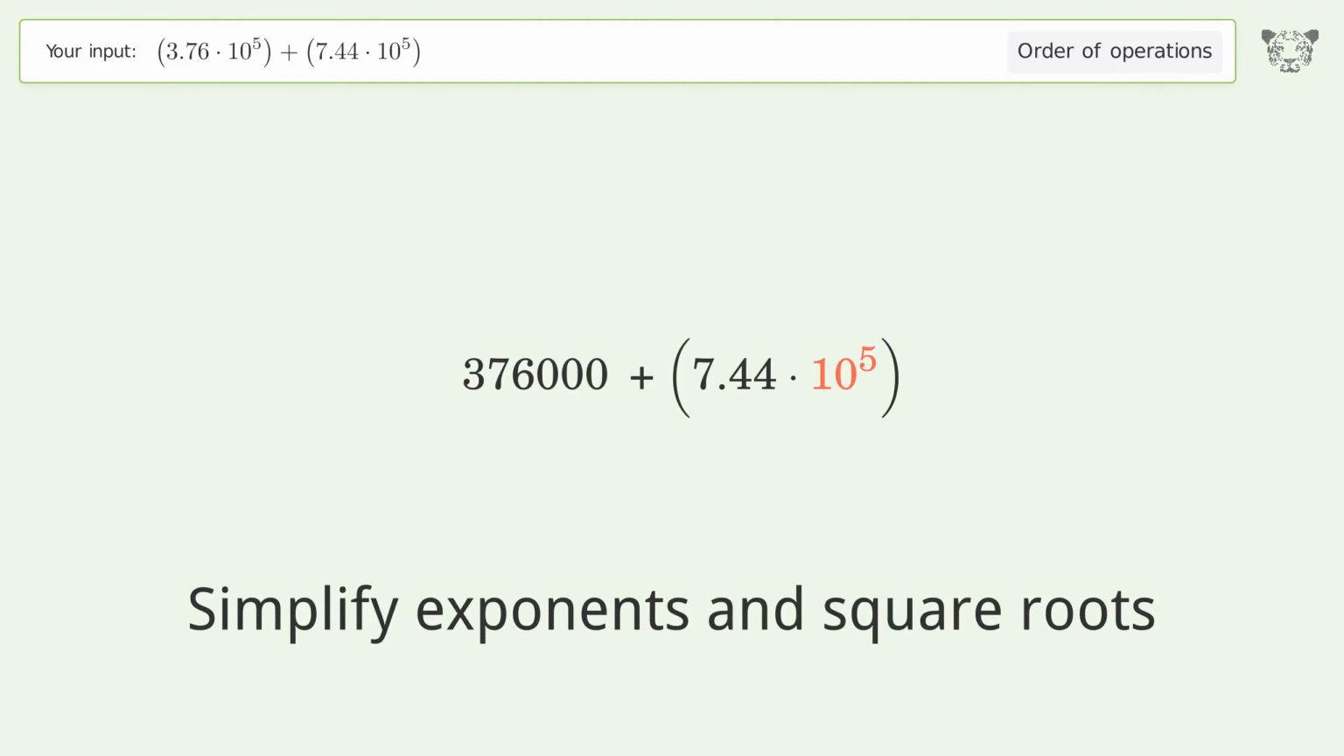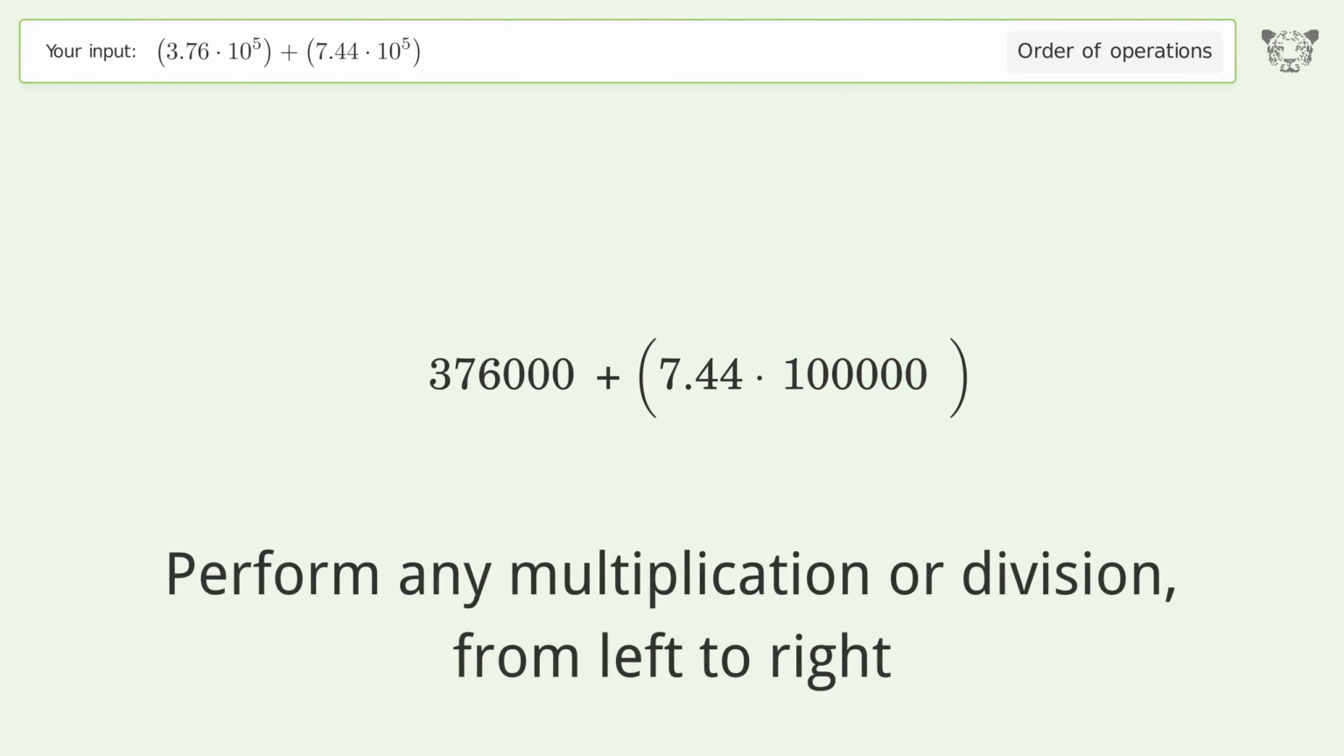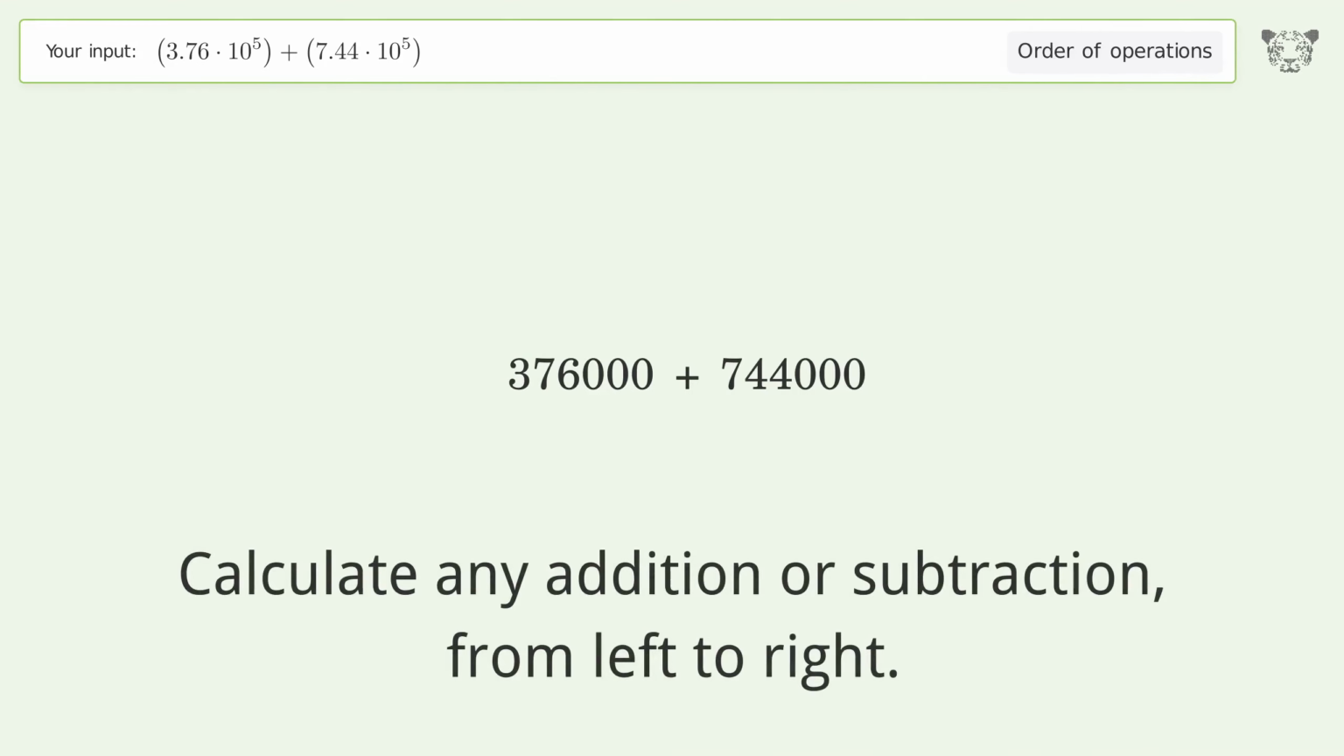Simplify exponents and square roots. 10 to the power of 5 equals 100000. Perform any multiplication or division, from left to right. 7.44 times 100000 equals 744000.